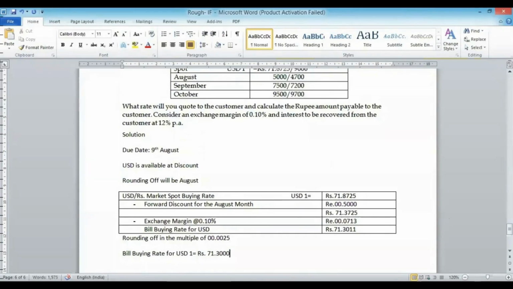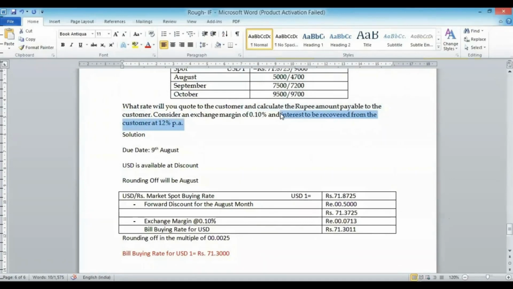Now, one more thing, we have to calculate what rate the bank is going to quote. So the rate will be 71.33 that we have just calculated to the customer, and calculate the rupee amount payable to the customer. How much rupee will be payable by the bank to the customer? But also, we are supposed to say that interest is also recoverable at the rate of 12% per annum.